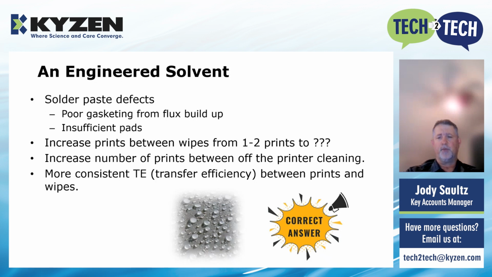Increased number of prints between offline printer cleaning. In some cases, most customers probably clean that stencil every 4 hours if they're using a dry wipe or IPA, because it just gets to the point where they're having so many defects. Using the right engineered chemistry can take that from 4 hours to sometimes 8 to 12 hours before you actually have to clean that stencil offline, which causes downtime and makes the printing process very inefficient. And also, it's going to help more consistent transfer efficiency between prints and wipes.